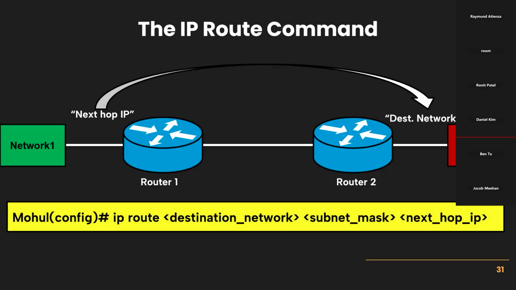This was really confusing because it's ip route destination network. You literally say ip route, where I want to go, and then the subnet mask is the subnet mask of the destination. So it's where I want to go and what the range of addresses is.